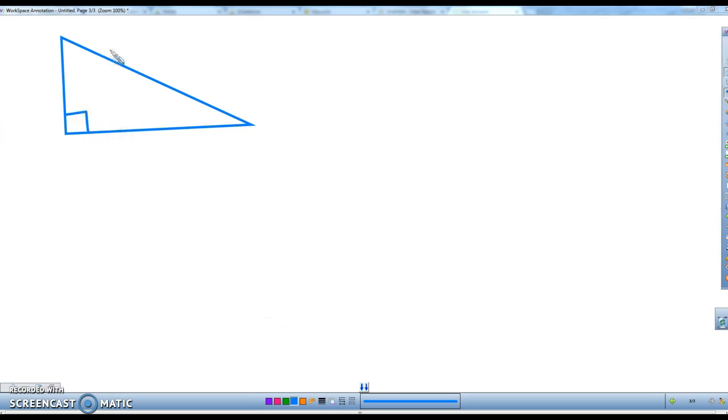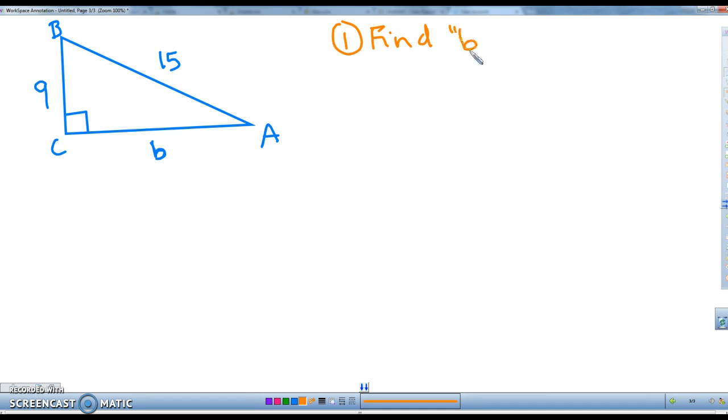So we'll call this triangle A, B, C. And I'm going to tell you that this side length is 9, this side length is 15, and we don't know this one yet, so we'll call it little b. So the first thing I really want to do is to find out what this little b is, because if I don't have it, then all my ratios are going to be in terms of variables, and that's not super helpful. So we want to go ahead and find little b.